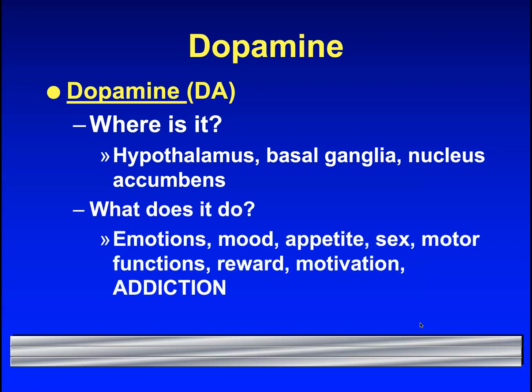So what does dopamine do? It's also involved in emotions and mood, appetite, sex, motor functions. Dopamine is low with Parkinson's disease. All right, it's involved with reward, motivation, and addiction. Pretty much any drug that you can get addicted to, either directly or indirectly, will affect dopamine. It's very involved with not just addiction, but reward and motivation. You really want to get that drug. You might not love it anymore, but you're really craving it. You're motivated to get it.